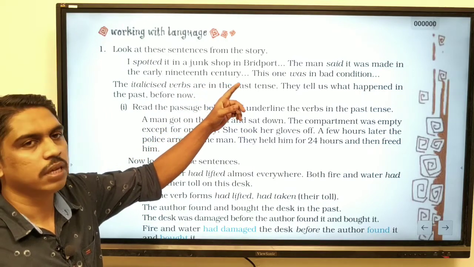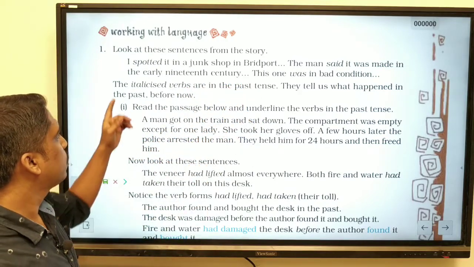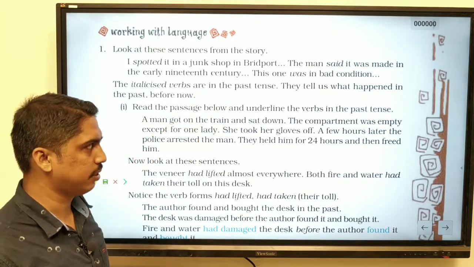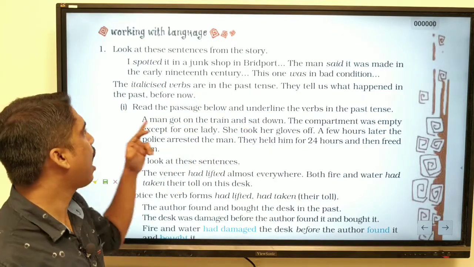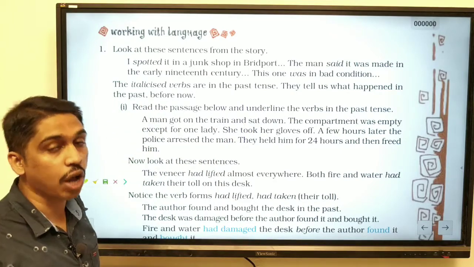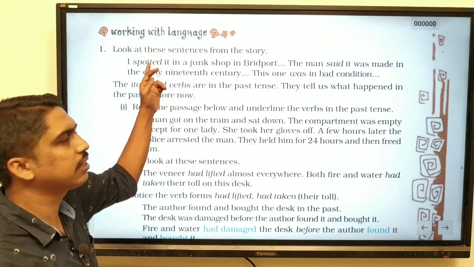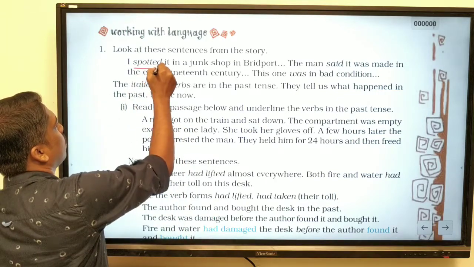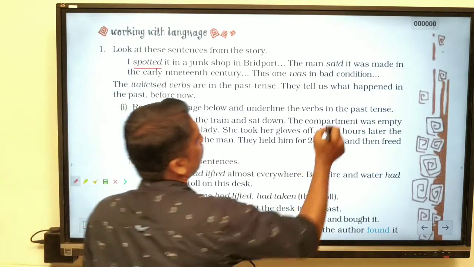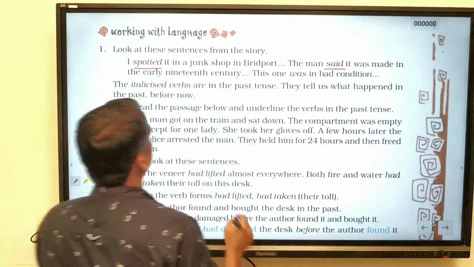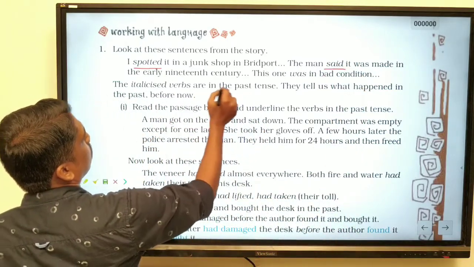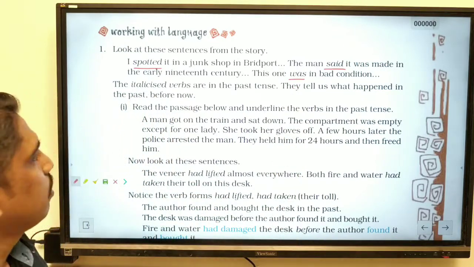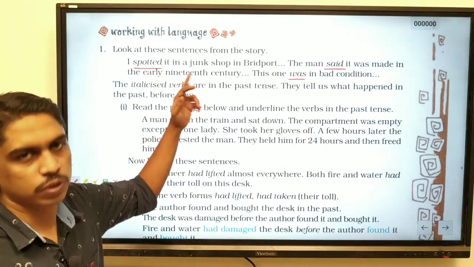This one was in bad condition. So the italicized verbs are in the past tense. They tell us what happened in the past before now. So which are the words given in italics? Which are the words? First one, spotted. Then said. Then was. These are the verbs, italic verbs.